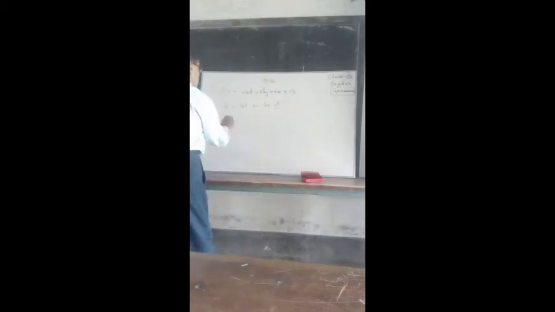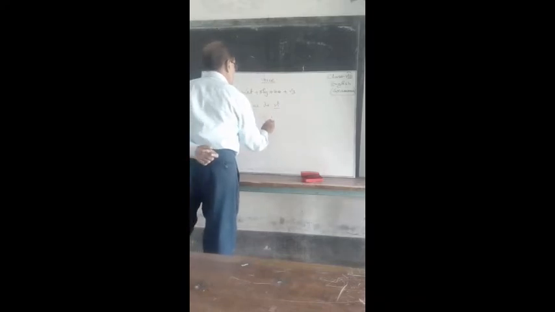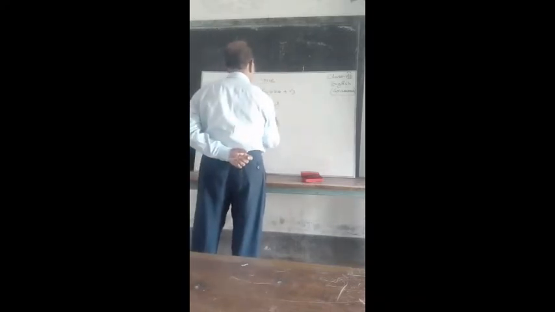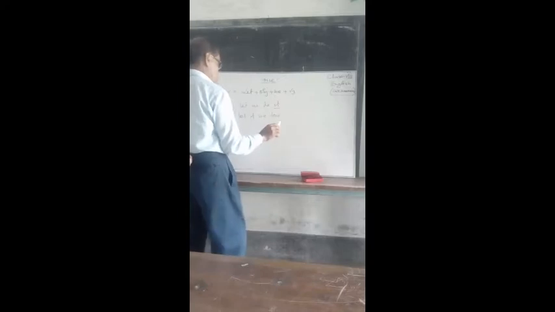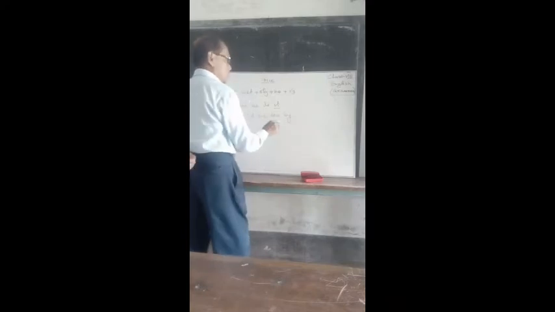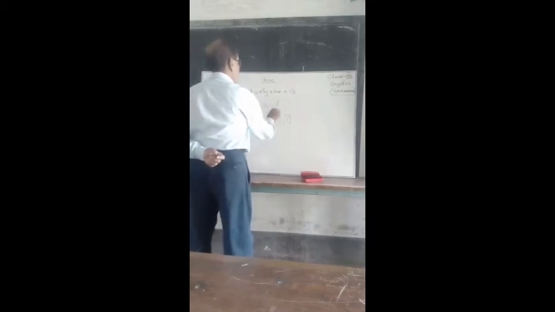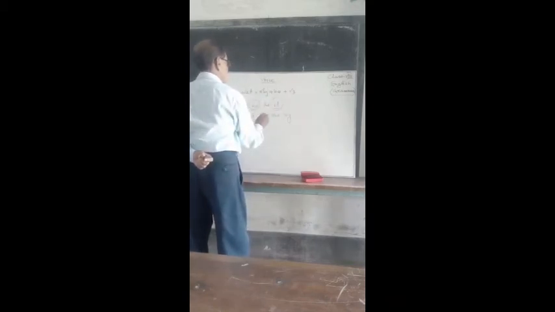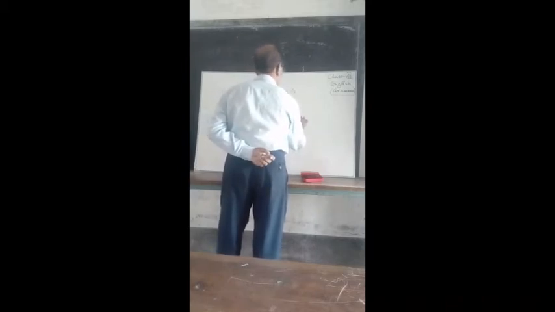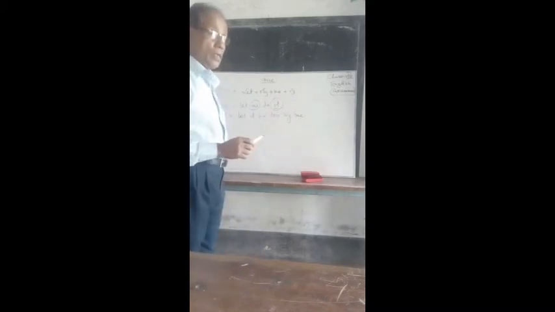The passive form of this sentence will be: let it be done, and we will put by and another object, me. This is inanimate object and animate object. By me. Let it be done by me.